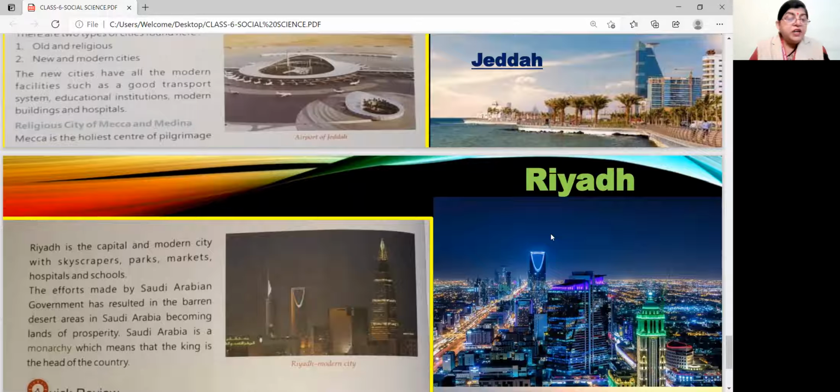Okay. And here in Saudi Arabia, it's a monarchy, which means that the king is the head of the country. So if I ask you one question, what is the capital of Saudi Arabia? The answer should be Riyadh. Where are modern skyscrapers, parks, markets, hospitals, and schools found? In Riyadh.